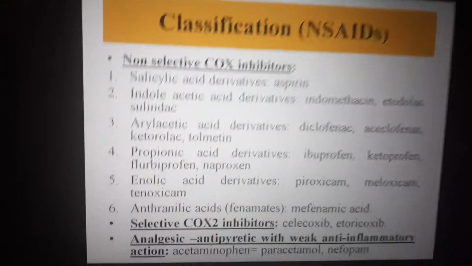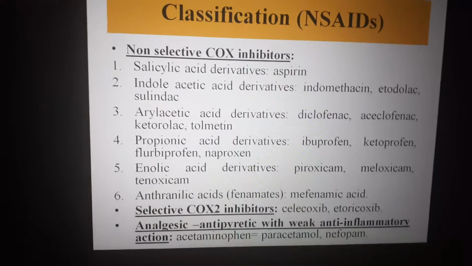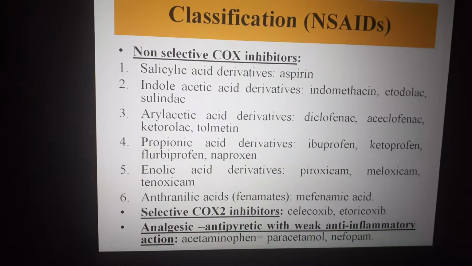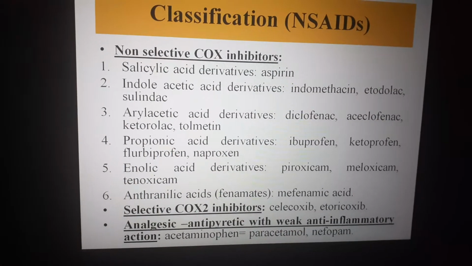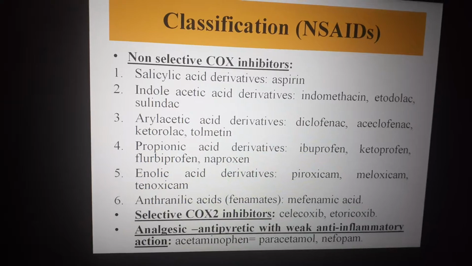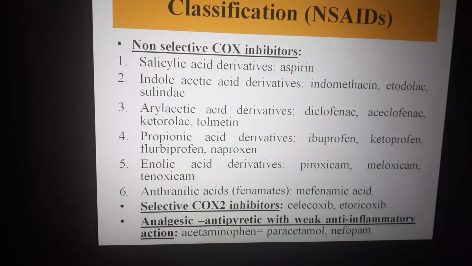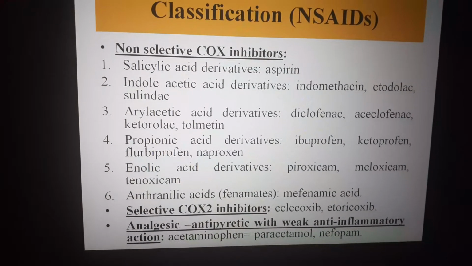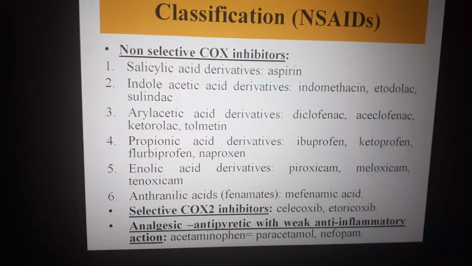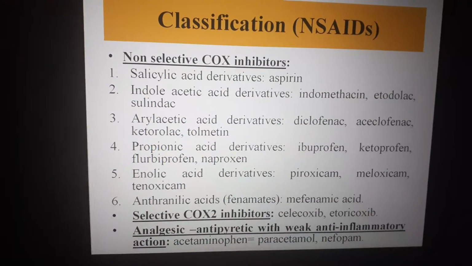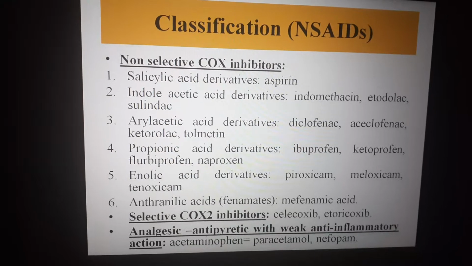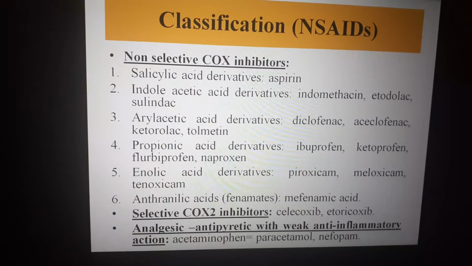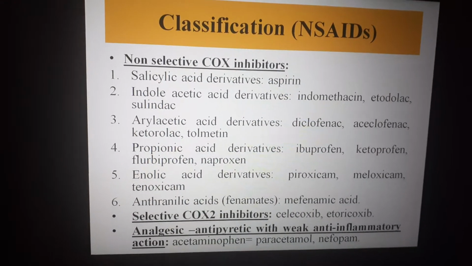Classification of these drugs is important from the exam point of view. They are classified as non-selective COX inhibitors such as aspirin, which is a salicylic acid derivative. Indole acetic acid derivatives are indomethacin, etodolac and sulindac. Aryl acetic acid derivatives are diclofenac, aceclofenac, ketorolac and tolmetin. Propionic acid derivatives are ibuprofen, ketoprofen, flurbiprofen, naproxen. Enolic acid derivatives are piroxicam, meloxicam, tenoxicam. Anthranilic acids, the fenamates, include mefenamic acid. Selective COX-2 inhibitors are celecoxib, etoricoxib and parecoxib. Analgesic antipyretic with weak anti-inflammatory activity is paracetamol.